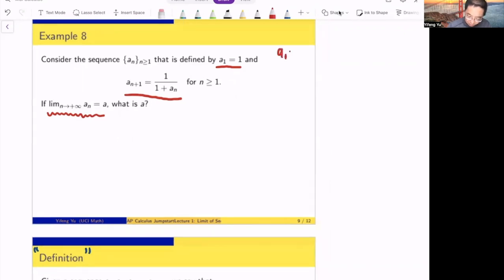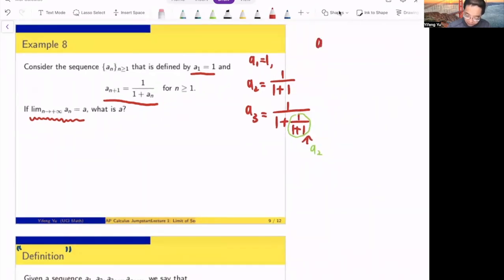So we have a1 is 1, then a2 by definition is 1 over 1 plus a1, which is 1 over 2. And a3 is 1 over 1 plus a2, right? So this is 1 over 1 plus 1 over 1 plus 1. You see this thing, this one is a2. And then of course we'll keep writing. So a4 will be 1 over 1 plus a3. So that's 1 over 1 plus 1 over 1 plus 1 over 1 plus 1, right? This one is just a3.